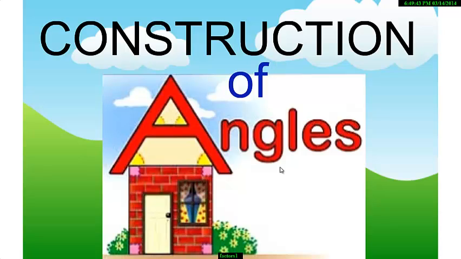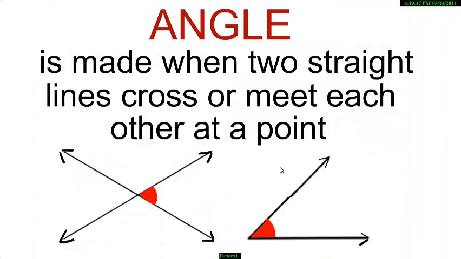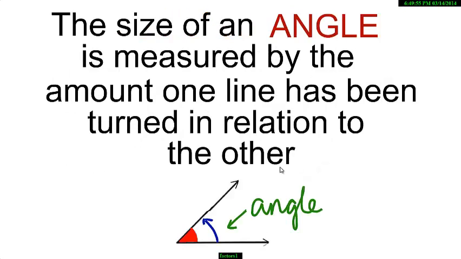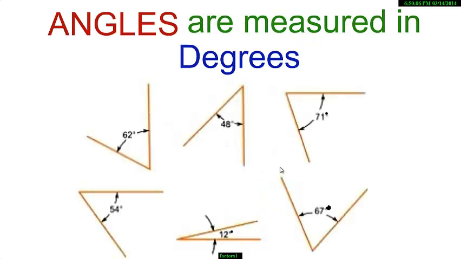Before we get started, we need to remember a few terms. An angle is made when two straight lines cross or meet each other at a point. The size of an angle is measured by the amount one line has been turned in relation to the other. Angles are measured in degrees.